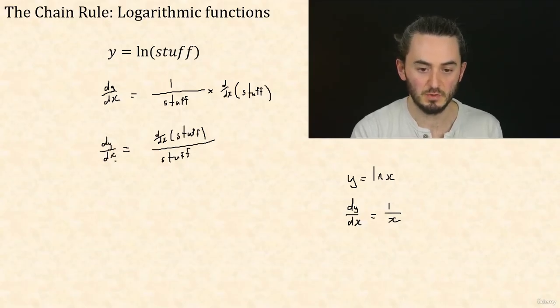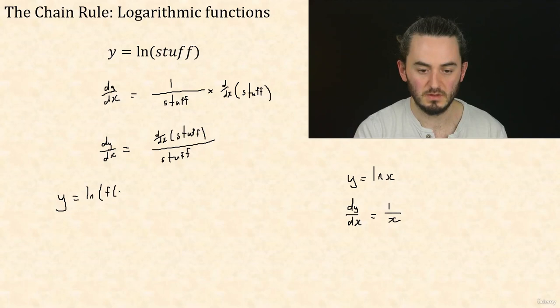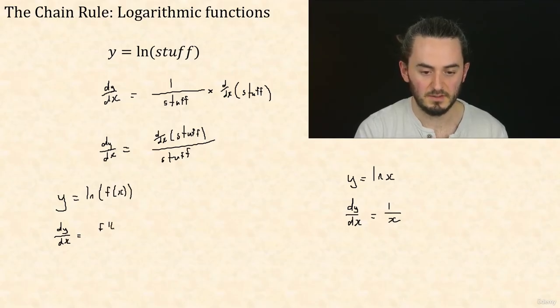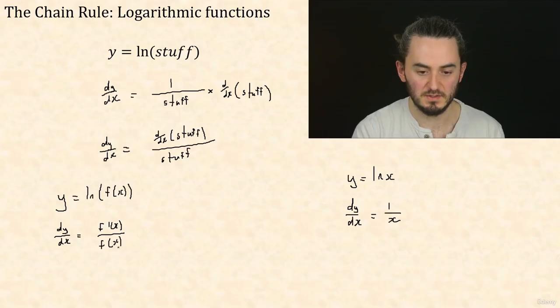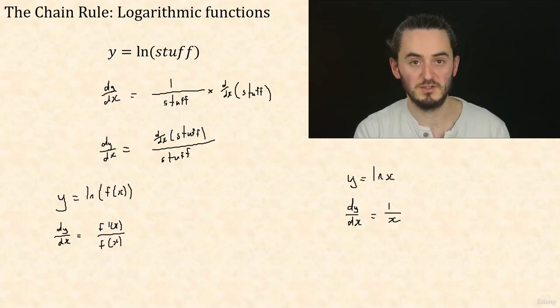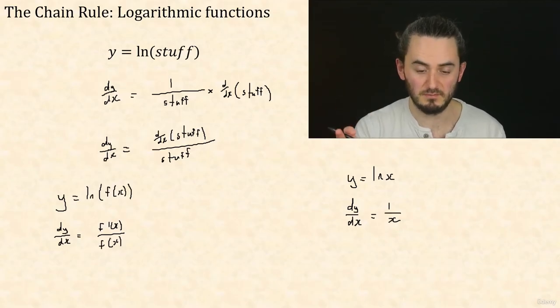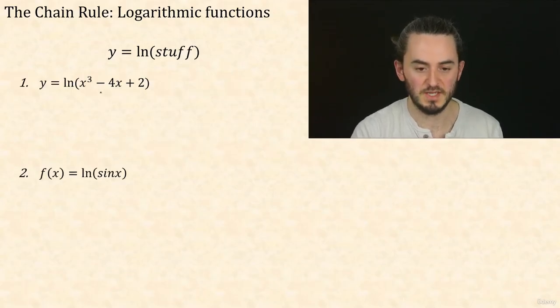Now it's actually useful to introduce some f of x notation here, which is to say if we've got y equals ln of f of x, ln of a function, then our derivative is f dashed of x over f of x. So it's actually a really beautiful one to differentiate. It's just the derivative of your stuff divided by your stuff. Let's have a look at a bunch of examples here.